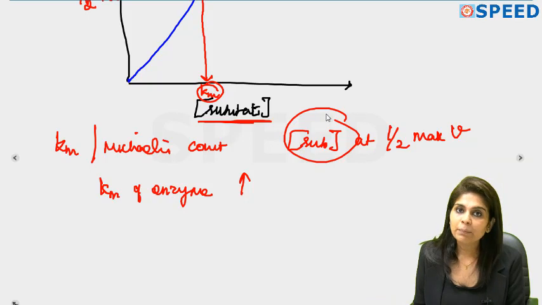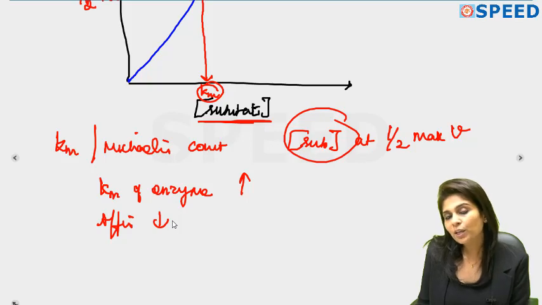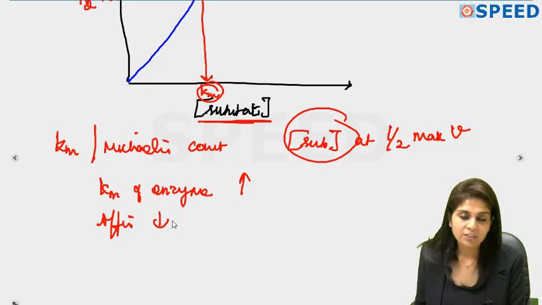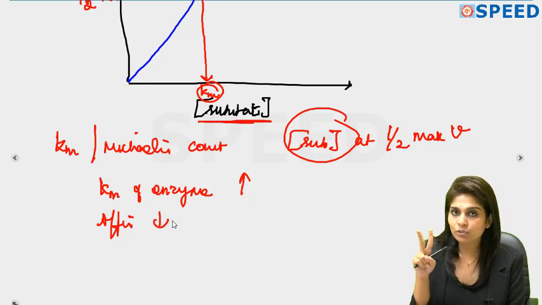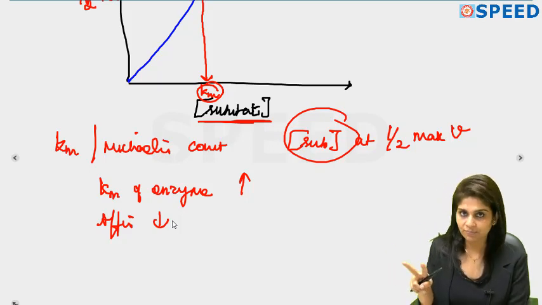So how are Km and affinity related? Km and affinity are inversely related. The higher the Km, the lower the affinity of the enzyme for the substrate. So these are the two facts I want you to know about Km. What is Km? It's the substrate concentration at half maximal velocity. Higher Km means lower affinity.